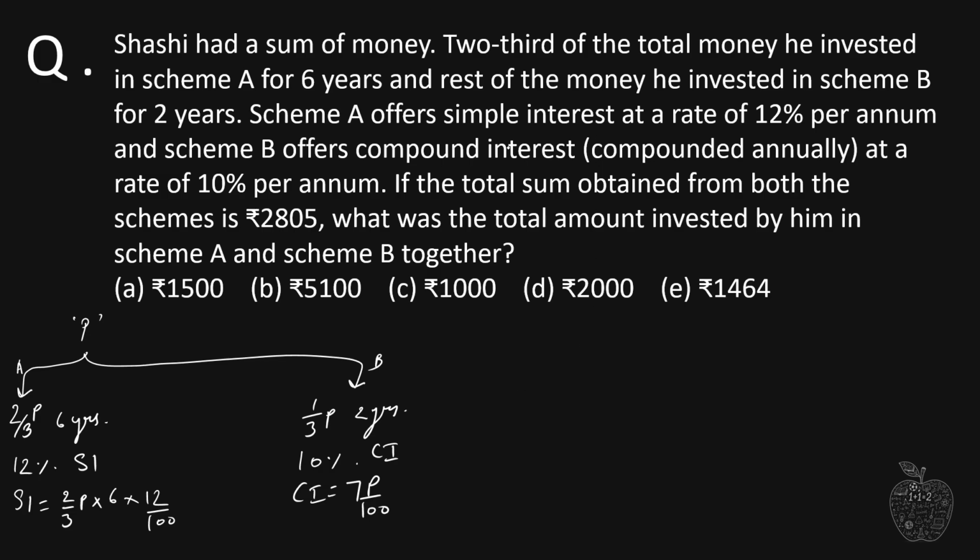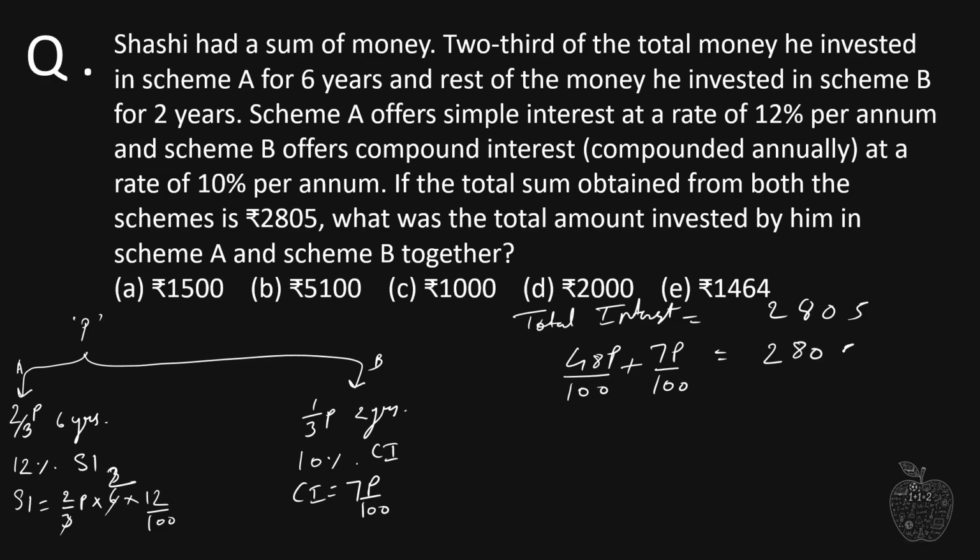Now what the question is telling me is that the total sum obtained from both the schemes is 2805, so that means the total interest plus the principal is 2805. Let's simplify this a little bit. 3 2s are 6, so the simple interest is 4 into 12, which is 48P by 100, plus this interest, which is 7P by 100. This equals 2805.